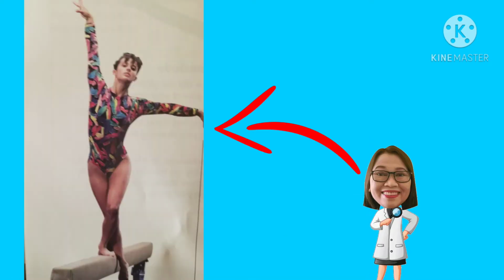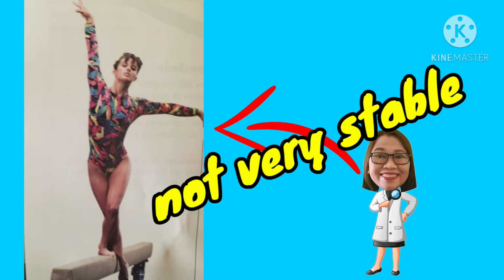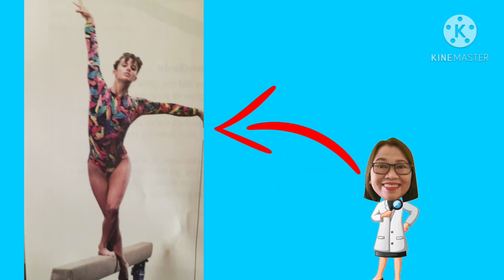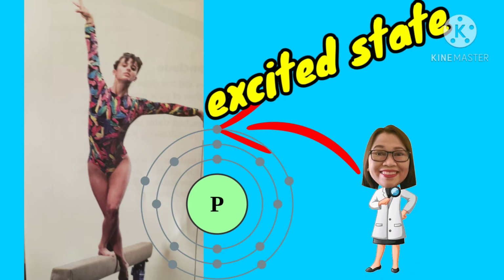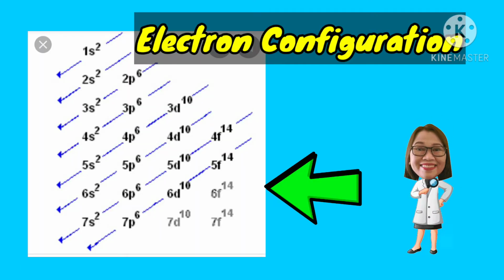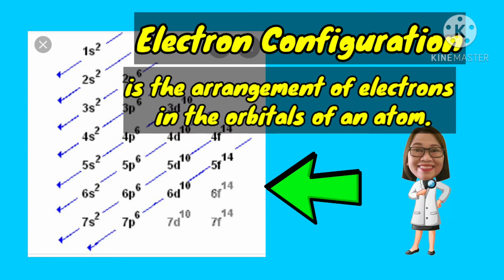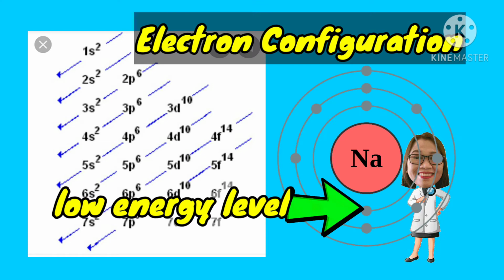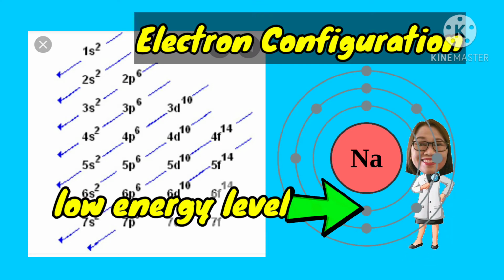The position of the gymnast on the balance beam in the given figure is not very stable because the beam is only 10 centimeters wide. A gymnast on a balance beam is like an atom in an excited state, not very stable. An electron configuration is the arrangement of electrons in the orbitals of an atom. The most stable electron configuration is the one in which the electrons are in orbitals with the lowest possible energies.